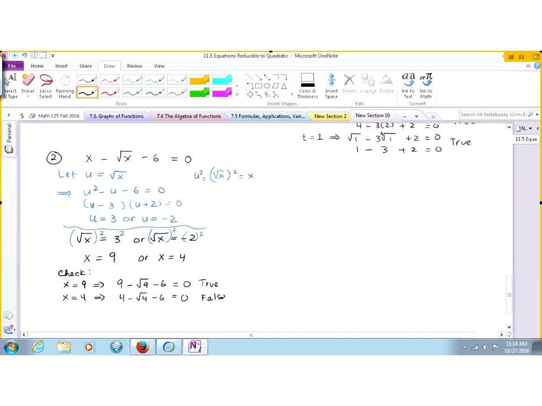So what is this? 4 minus square root of 4 minus 6 is 0. True or false? False. Right? Yes. So which one is your solution? 9 only.